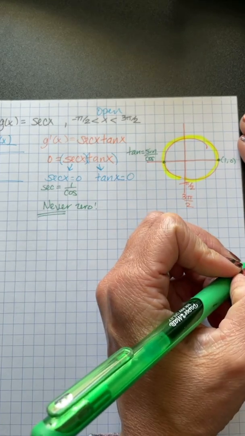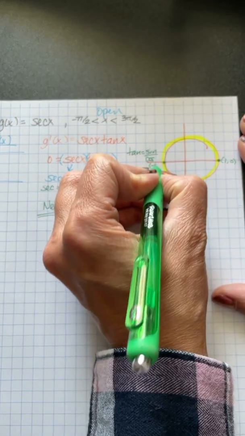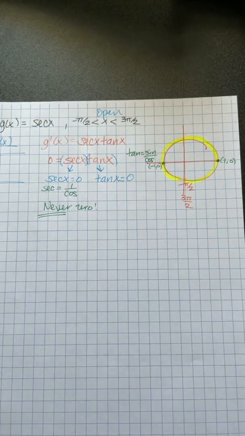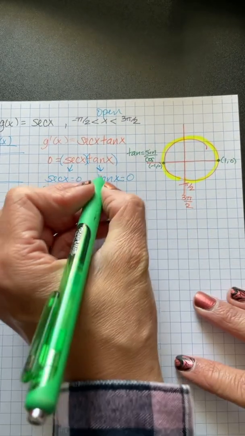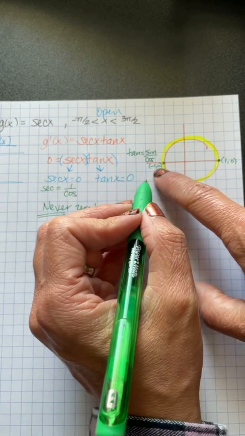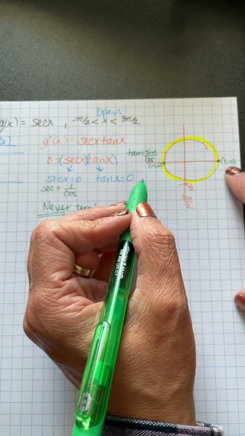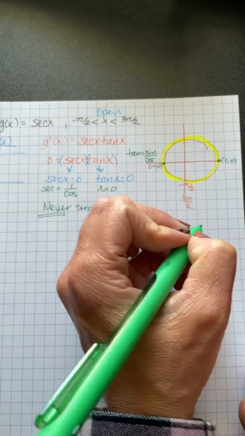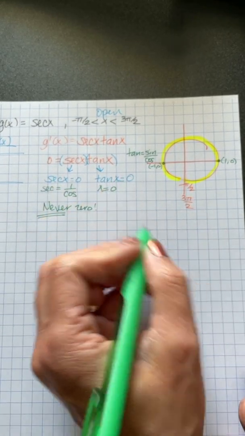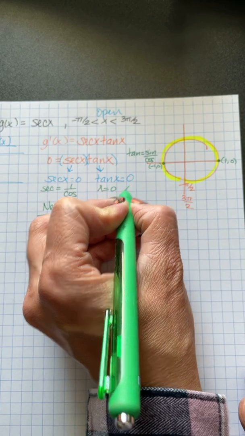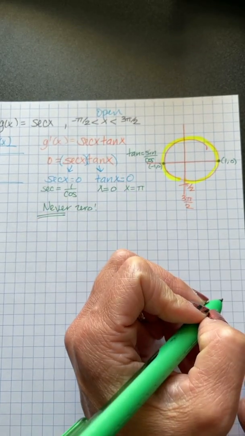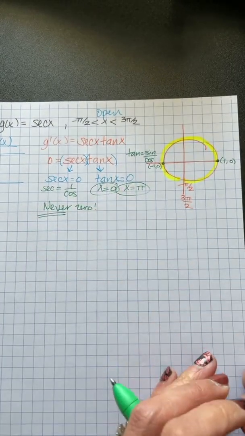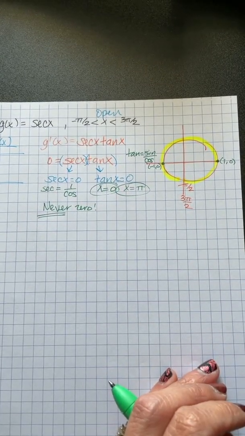X is 1, y is 0. X is negative 1, y is 0. So 0 radians and pi radians. Okay, so 0 and pi. Because if I have sine over cosine, 0 divided by negative 1 is 0. 0 divided by positive 1 is 0. So when x is 0, the tangent of x will be 0. When x equals pi, the tangent of pi will equal 0. So those are two spots, 2 critical values that we are getting from tangent of x.